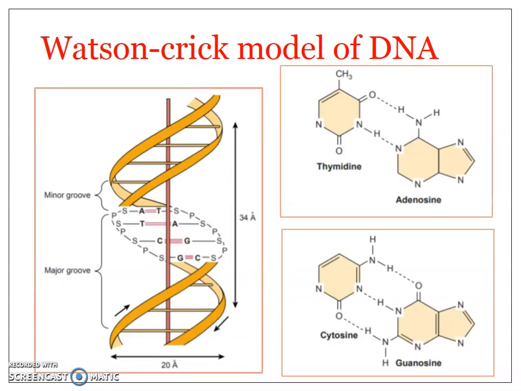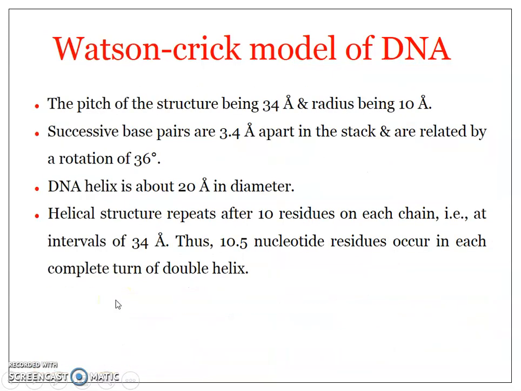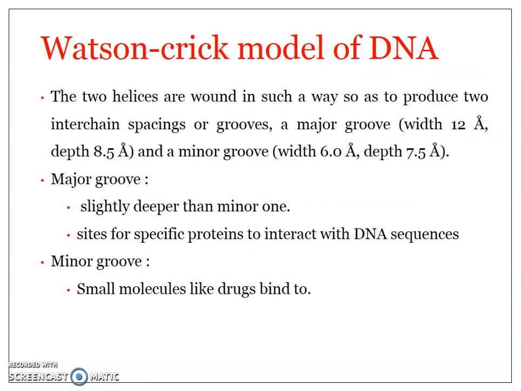If you see the structure over here, this is a groove, this is a groove, this is yet another groove. This groove and this groove are almost similar, and here is a smaller one, here also a smaller one. Based upon its depth, we can say this is a minor groove and this is a major groove. In double stranded DNA, based upon depth and width, we have a major groove with a depth of 8.5 angstrom and 12 angstrom wide, while a minor groove is 7.5 angstrom deep with 6 angstrom width.